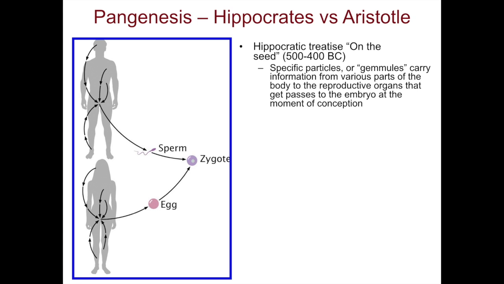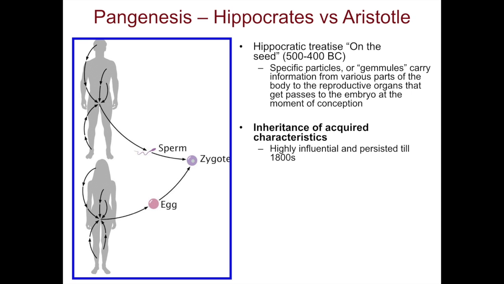In the Hippocratic treatise on the seed, published about 500 to 400 BC, specific particles or gemmules carry information from various parts of the body to the reproductive organs that then get passed to the embryo at the moment of conception. And this is the idea of pangenesis, which is an inheritance of acquired characteristics. It was highly influential and persisted until the 19th century.